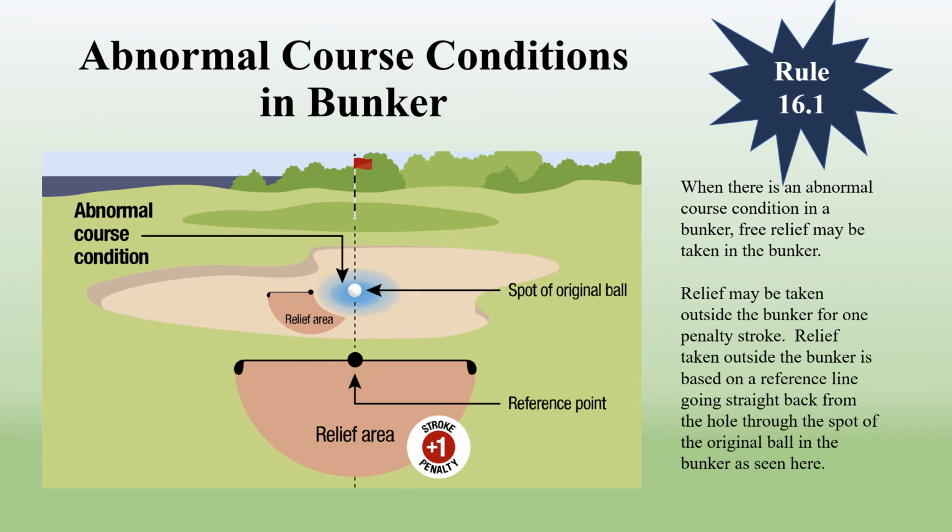Rule 16.1 covers abnormal course conditions inside of a bunker. When there's an abnormal course condition inside of a bunker, free relief may be given, but the golf ball must remain in the bunker. Take a look at this diagram. If there's no relief area inside of the bunker that will give you full relief from the abnormal course condition, relief can be taken outside of the bunker, keeping the spot from where the original ball lay in between your new reference point and the flag, and the golf ball can be dropped inside of the relief area for a penalty of 1 stroke.